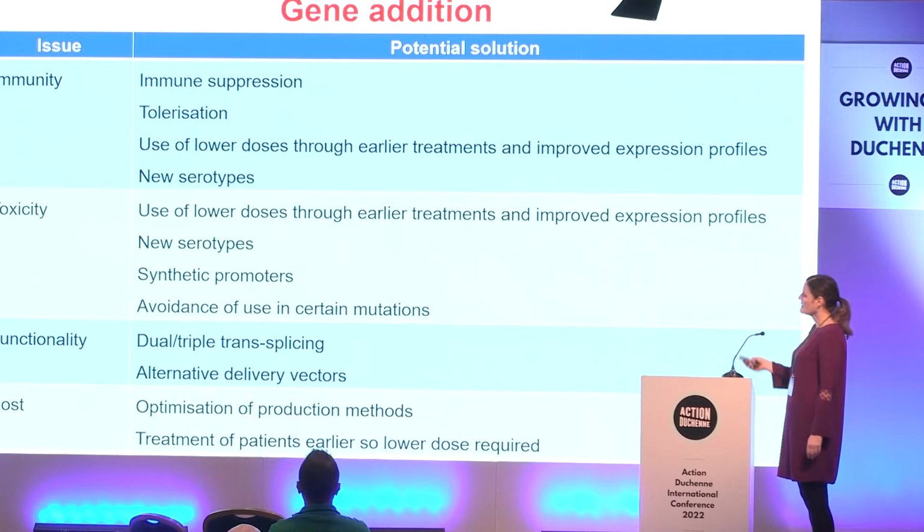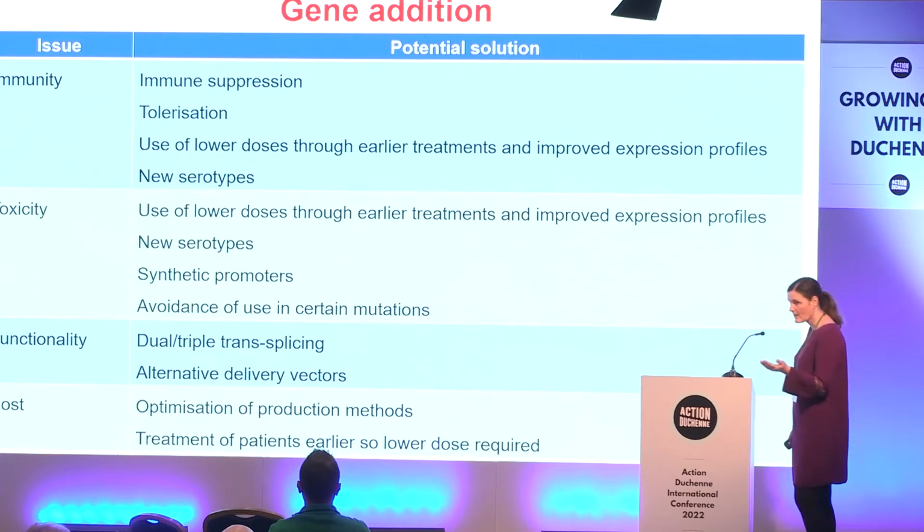The only thing I won't talk about is what's being done to address the cost of the therapy. People are working on optimising the production methods so it's more efficient and more vector can be produced, but something that will come up in the other issues is treating patients earlier, so that a lower dose can be used. As Annemieke says, it's per kilogram of body weight, so if you can treat earlier, you don't need as much vector.